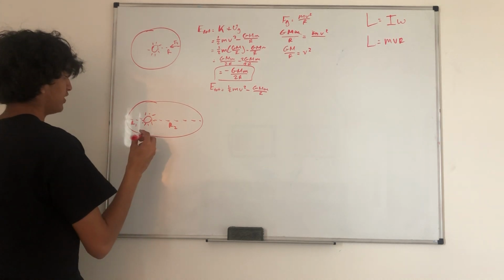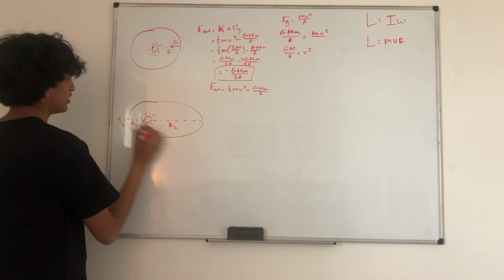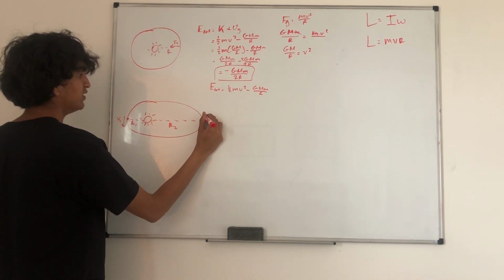So for the angular momentum here, let's say we have a mass going here at a speed of v1, and then this is at a speed of v2.